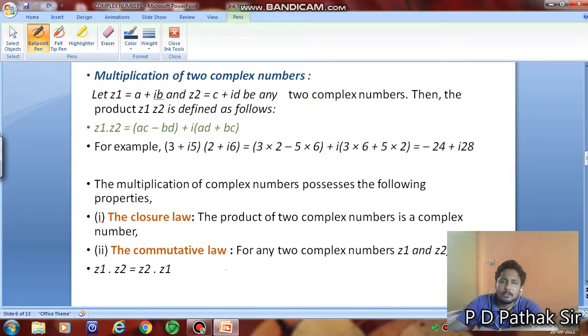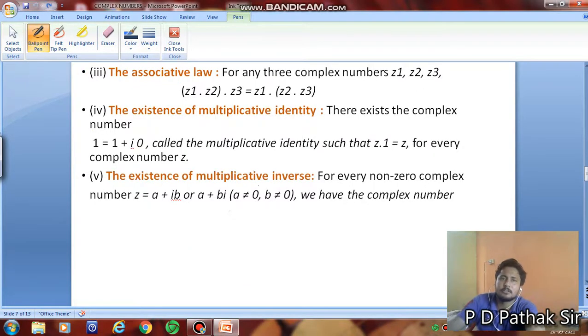What is commutative law? Commutative law means the multiplication of z1 and z2 will equal the multiplication of z2 and z1. So this is the commutative law for multiplication of two complex numbers. What is associative law? If you multiply z1 z2 first, then multiply z3, then the result will be the same as when you multiply z2 and z3 first, then multiply by z1. Then it is associative law, and associative law is also possessed by the multiplication of complex numbers.